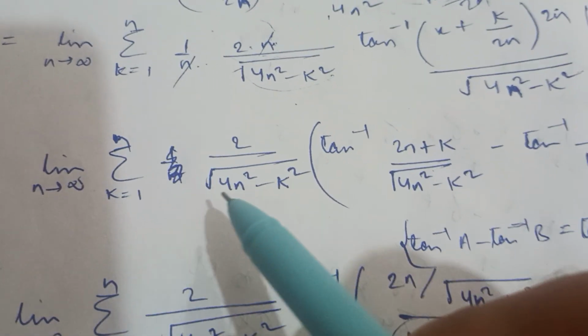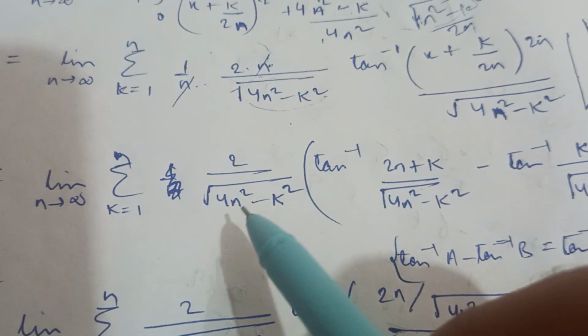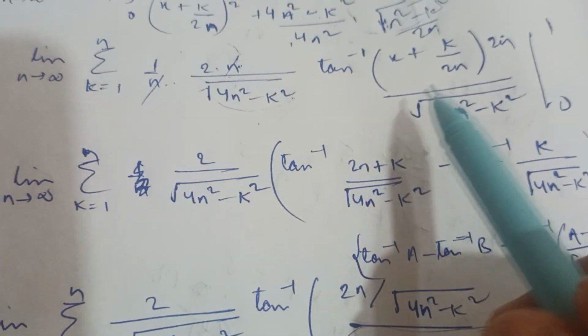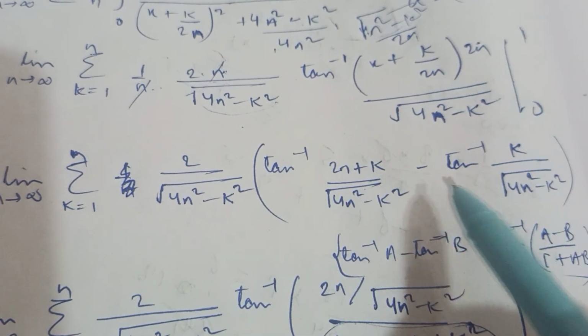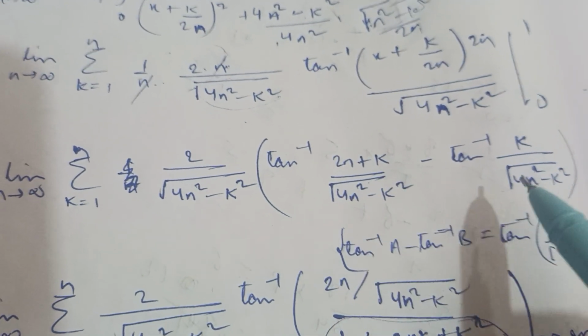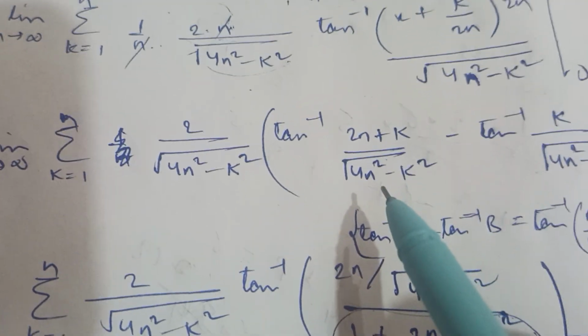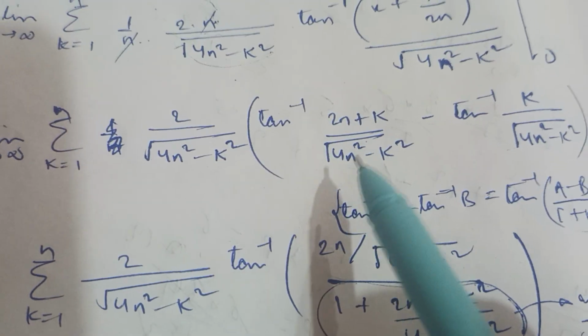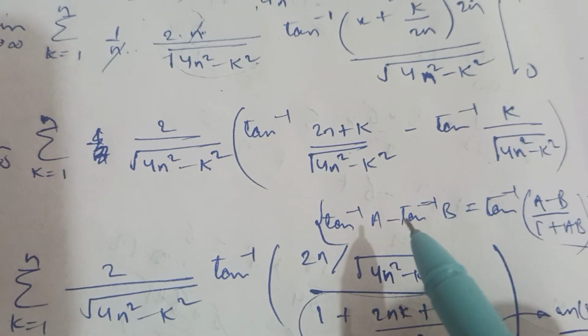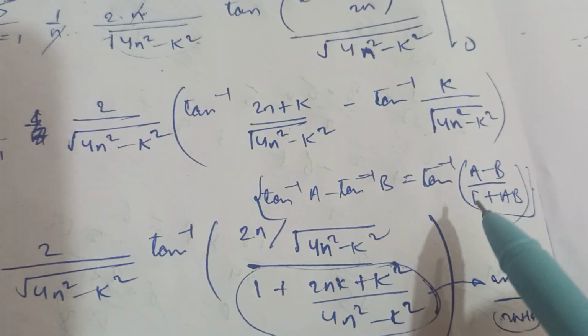Now again moving forward, 2 upon under root of 4n square minus k square, and putting the limits, just put the values, so it will change to this. Now don't get scared, I will here use a very beautiful identity of trigonometry. Tan inverse A minus tan inverse B is equal to tan inverse of (A minus B) upon (1 plus AB).